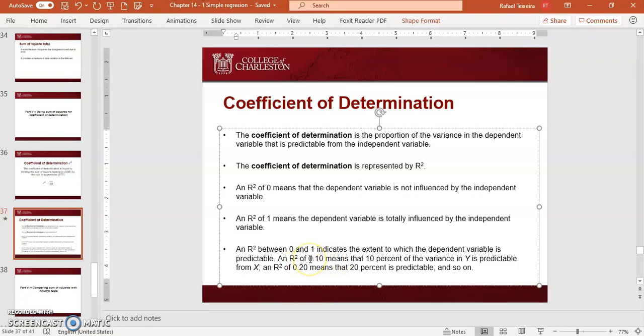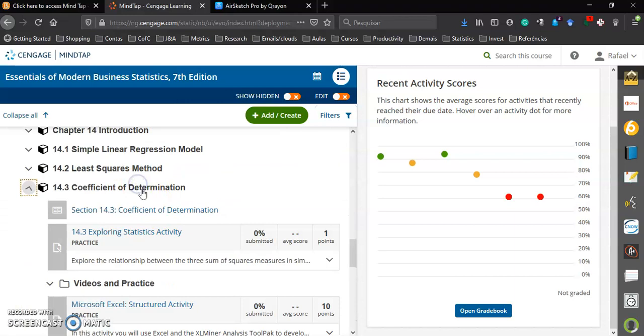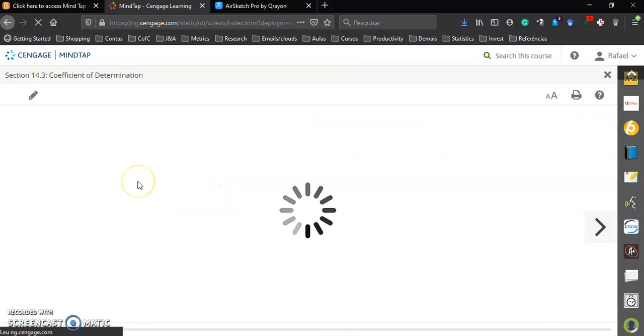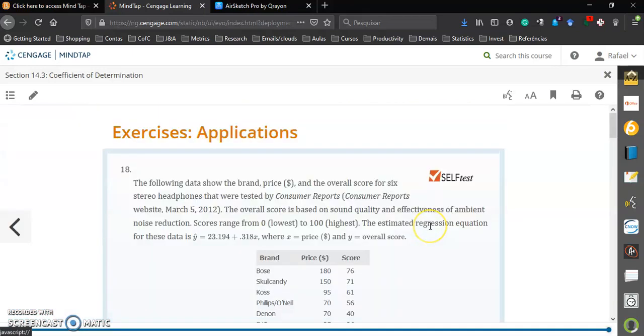And an r squared of, let's say, 0.10 means that 10% of the variance in y, the dependent variable, is predictable from the independent variable x. An r squared of 0.2 means that 20% is predictable and so on. Now let's take a look at some problems in MindTap so I can help you answer problems or see how the problems are. So we're here in the coefficient of determination, and we have additional explanation. Let's take a look at some problems.